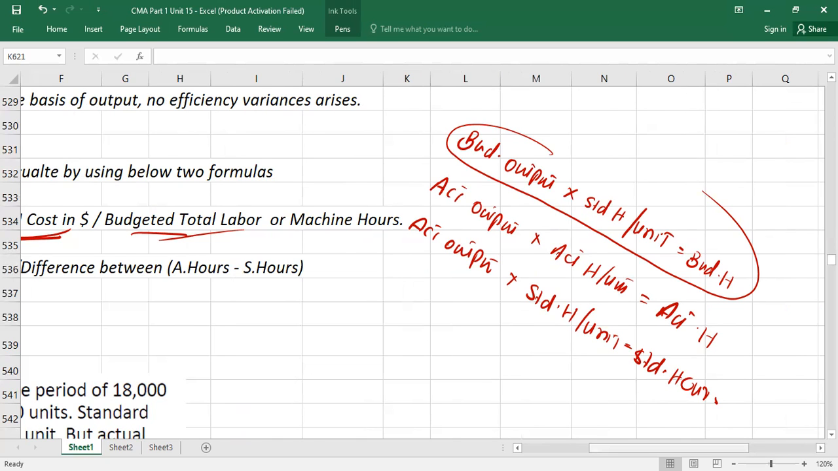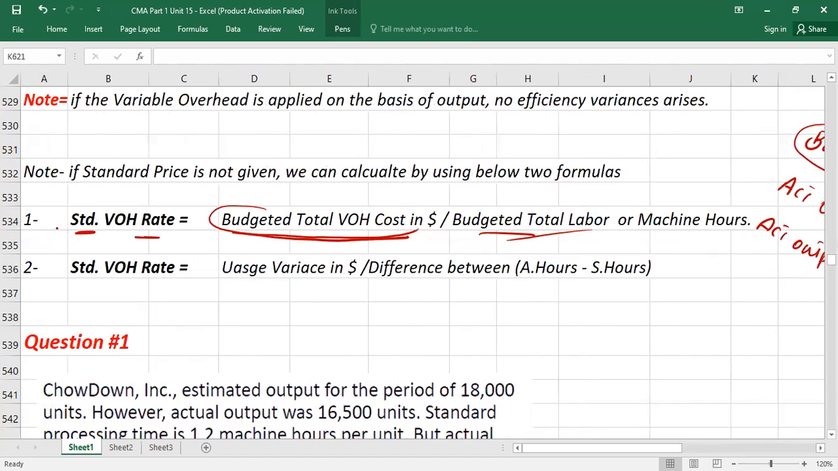Okay. This is the one way. This way is for what? Don't be lost. This way is for what? Standard rate. How to find standard rate? Clear? Second way is also there to calculate standard rate. There is another way. Standard rate, you can calculate this way. This is the second way.